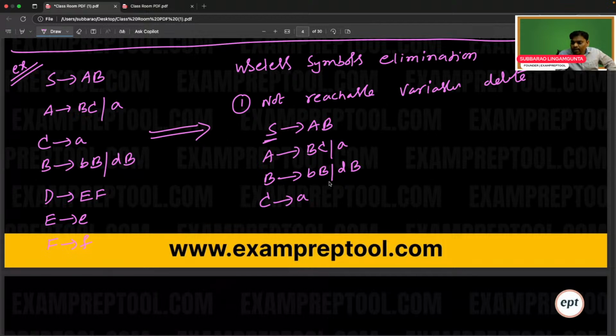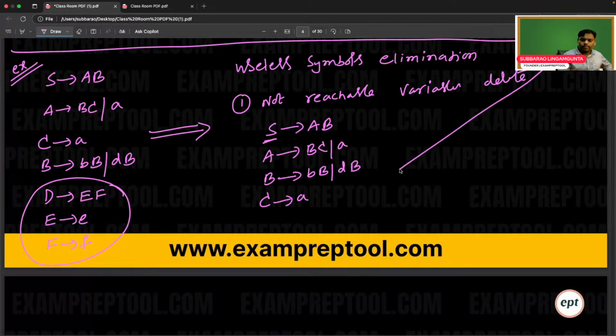If you observe clearly, from the start symbol no one wants D. These are useless. From the start symbol, D is not reachable. If D is not reachable, E and F are of no use. If D were reachable, then E and F would be reachable. From S, D is nowhere reachable. Not reachable variables, delete. So I deleted.